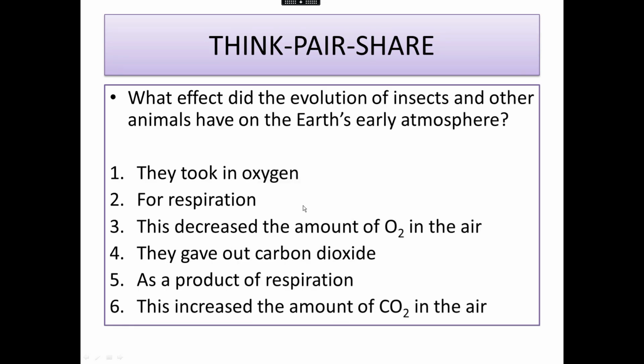Okay, so insects and other animals do respiration, taking in oxygen from the atmosphere. So they're decreasing the amount of oxygen in the atmosphere slightly to do respiration. This decreases the amount of oxygen in the air. And as a byproduct, we give out carbon dioxide, and that increases the amount of carbon dioxide in the air. So the effect of insects and all animals is to take in oxygen and give out carbon dioxide through respiration.